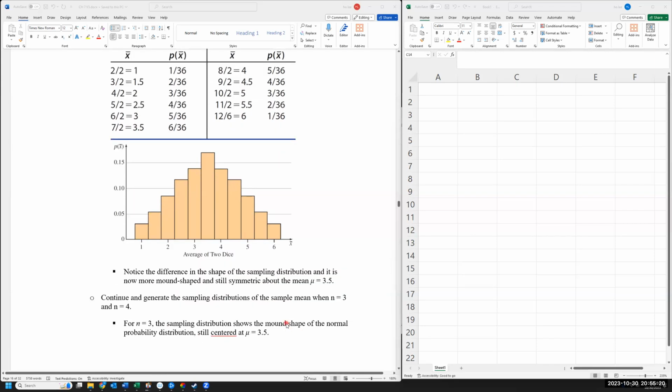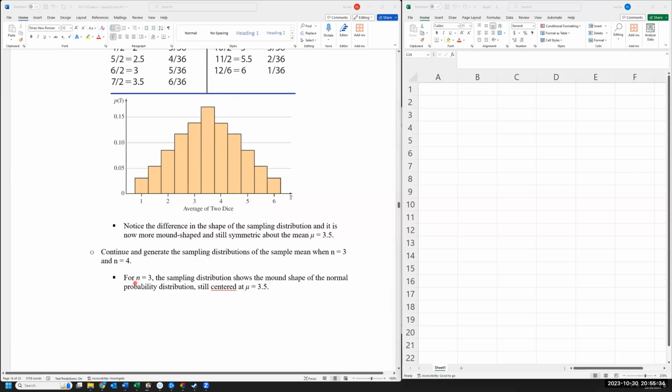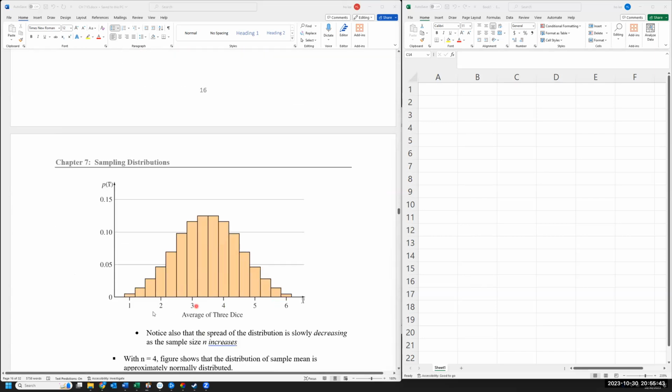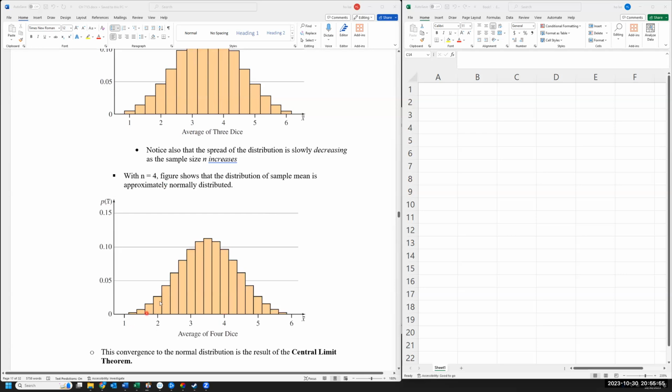Okay, so we're going to continue this process. Next, we're going to roll 3 dice and then 4 dice. Rather than going through all of the detailed analysis, I'm just going to show you what the histogram looks like. If you roll 3 dice, it's still going to center at 3.5. And now look at this. It's getting more and more normally distributed, or looks more like a bell-shaped curve. Now let's do 4 dice. It looks really like a normal distribution.